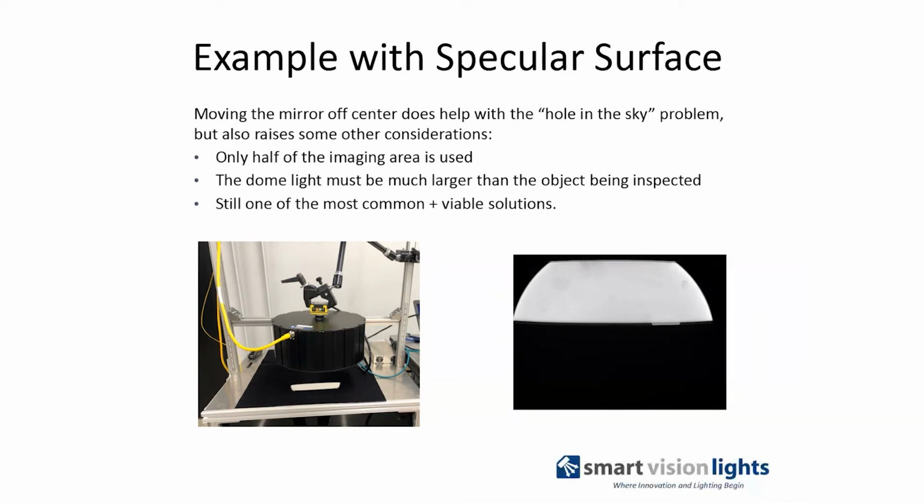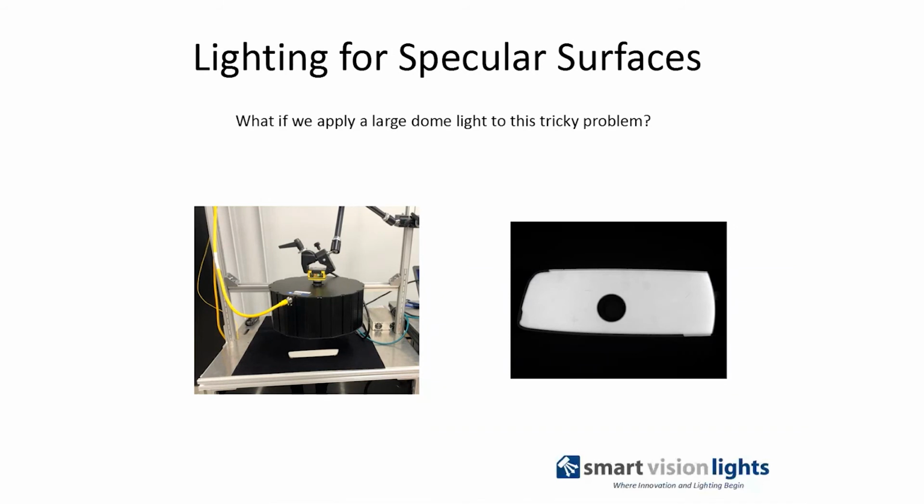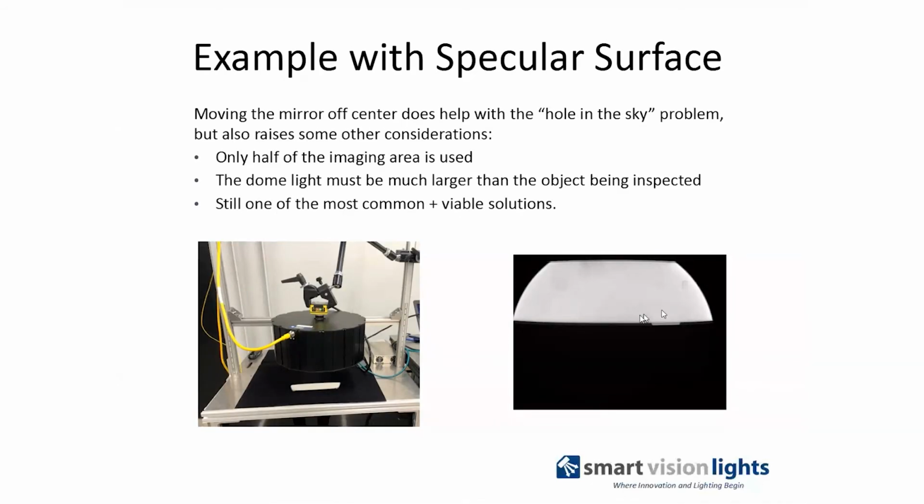So you can see the difference between this image and this image of the mirror is that we just moved it off center, took advantage that the hole in the sky is always at the center of the image, and by getting the mirror that we're inspecting off center, you can see we get a very flat reflection off there. However, this brings up some other considerations for this solution. The first part is we can only use half the image.